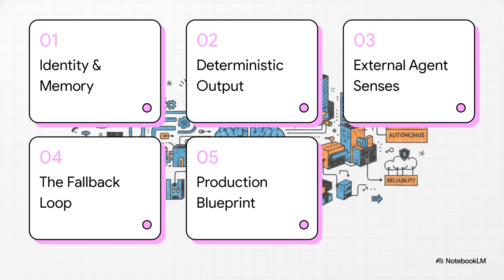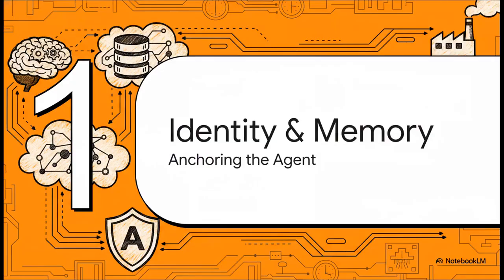We use a strict 5-step blueprint for training our models with the official google-genai SDK. First, we'll hit anchoring identity and memory. Second, enforcing deterministic agent output. Third, equipping external agent senses. Fourth, building the fallback loop. And finally, we wrap up with the complete production-grade blueprint. Let's start with step 1 of our Python implementation.